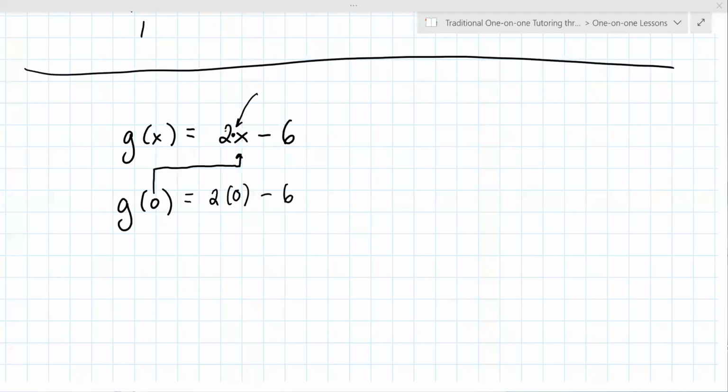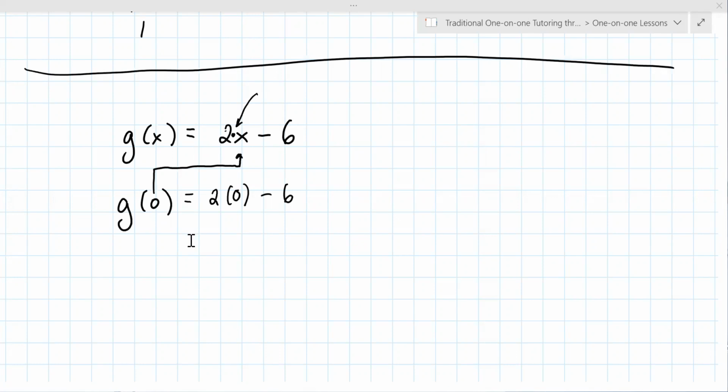Right. Okay, so what is 2 times 0? 0. Okay, minus 6. 0 minus 6, that's negative 6. Negative 6. Mm-hmm. Good. Excellent.